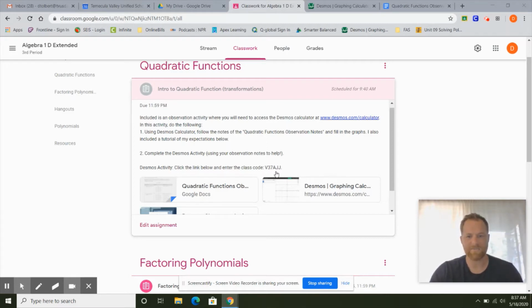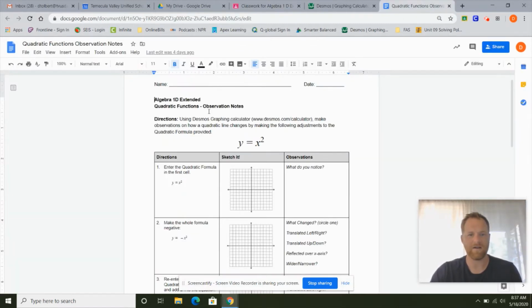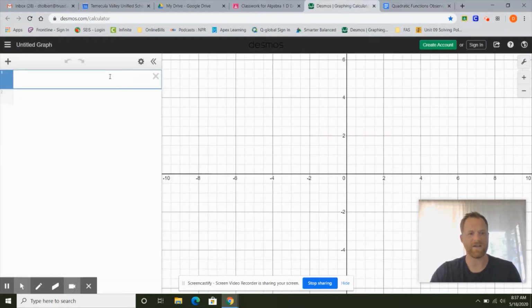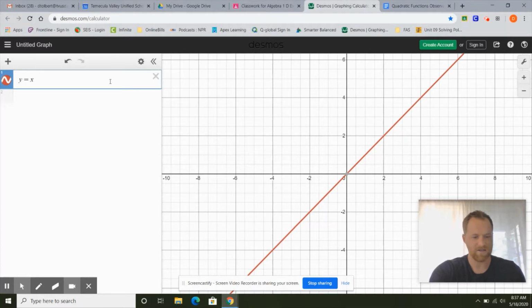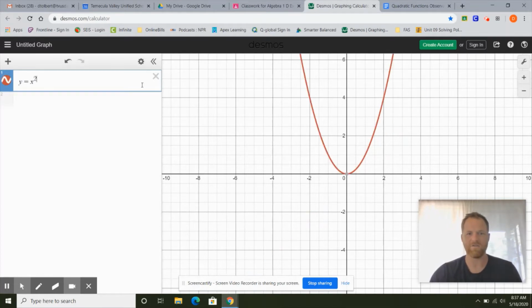So quickly, let me give you a little demonstration of what exactly I'm asking you to do. First, we look over here at the observation notes, and notice that I have that base quadratic formula, pretty simple. So all I'm asking you to do is look at that base formula, go to your Desmos calculator, and just enter that in. So y equals x squared, and you'll notice that it looks like a parabola, which is what you would expect.